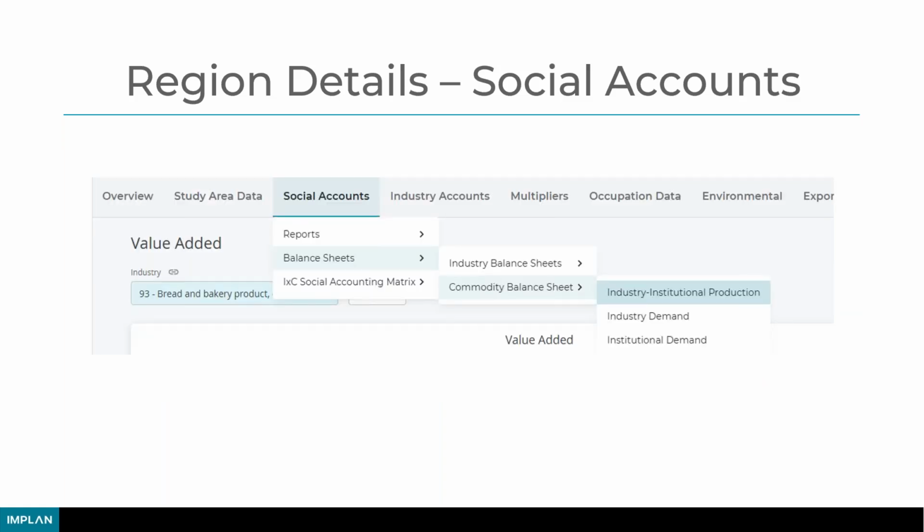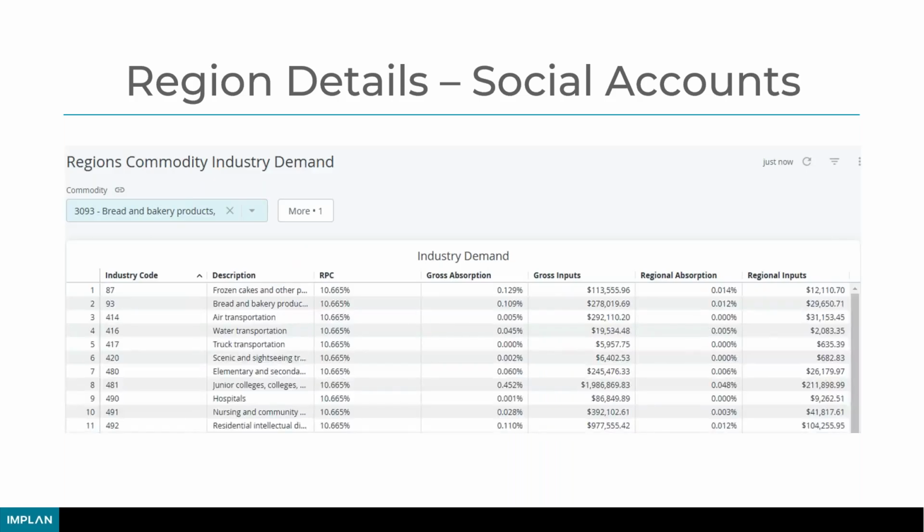I'm going to cruise through this next one pretty quick, but we're looking at industry demand.